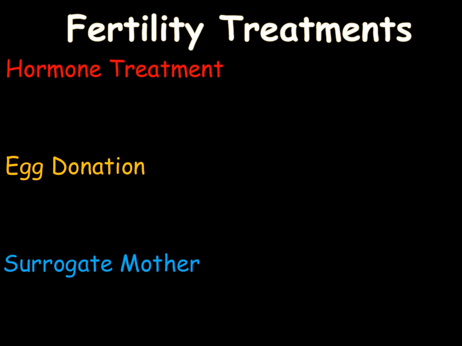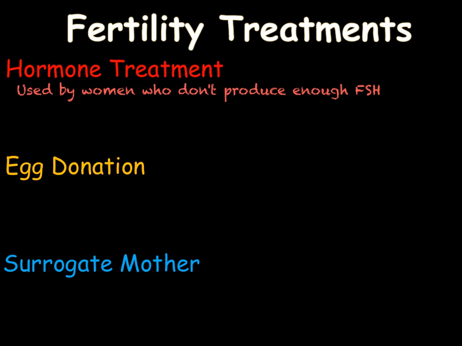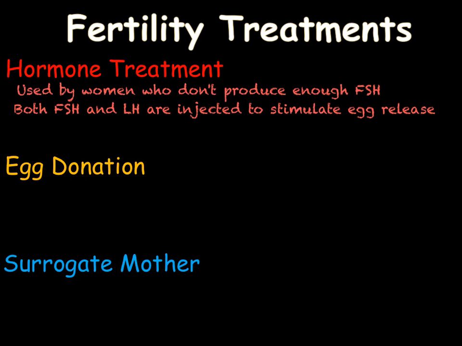Hormones can be used if a woman has very low levels of FSH. Low levels of FSH prevent eggs from being matured. This means that no eggs are released and therefore the woman can't get pregnant. Both FSH and LH can be injected in order to stimulate egg release in the ovaries.